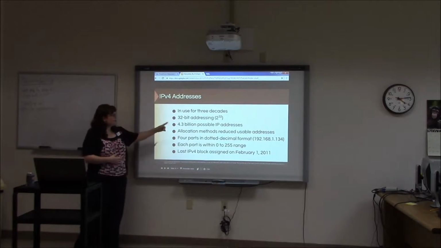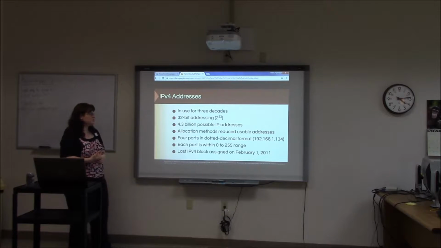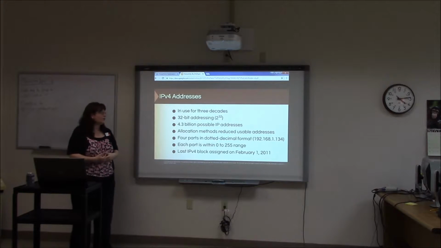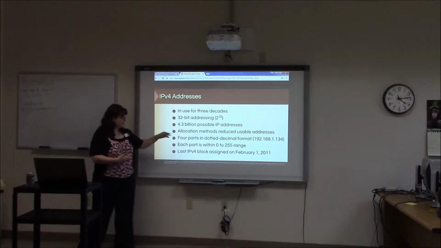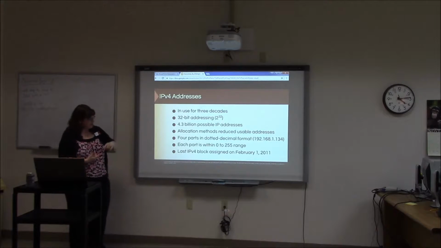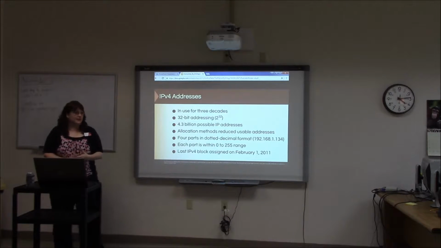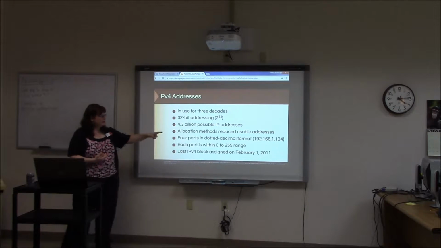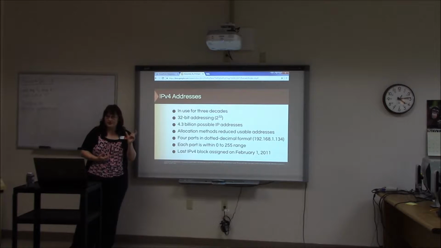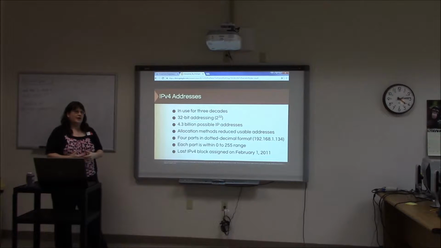We had about 4.3 billion possible IP addresses, but we have way more people than that in the world. So an IP address looks like this, and we pronounce it 192.168.1.134. They call that dotted decimal notation. Each part within that is called an octet, and they're either from the number 0 to the number 255. And anything outside of that range is not a real IP address.